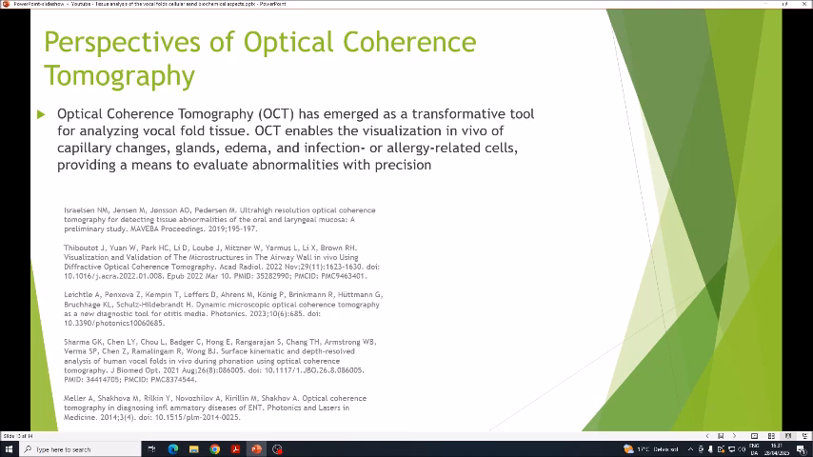OCT allows real-time, non-invasive tissue imaging showing capillaries, glands, swelling, and even infection-related cells. It offers precise abnormality detection, enhancing clinical analysis.